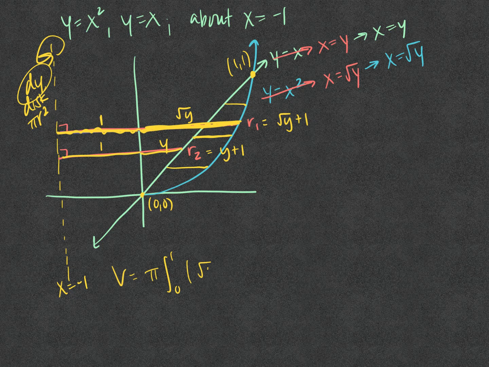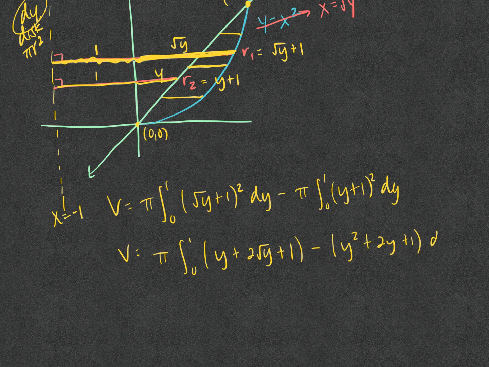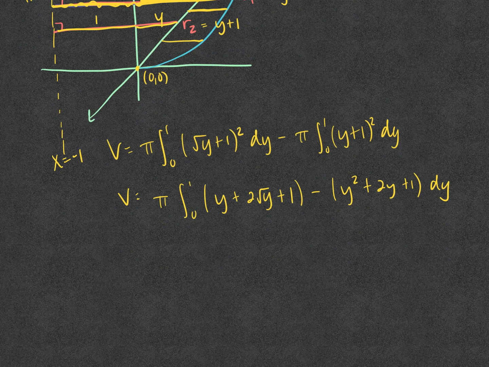Our outer radius is the square root of y plus 1, quantity squared, with respect to y, minus pi, the integral from 0 to 1. The inner radius is y plus 1, quantity squared, with respect to y. So then we can say the volume equals pi, the integral from 0 to 1. When I do FOIL, I get y plus 2 square root of y plus 1 minus y squared plus 2y plus 1 dy. So I would like to combine like terms, rearrange a little bit.